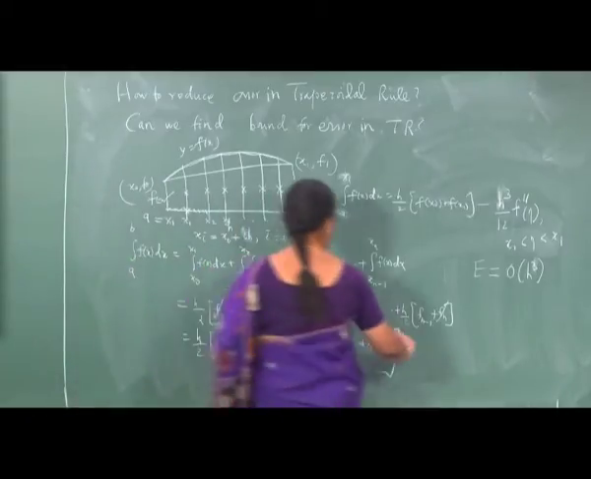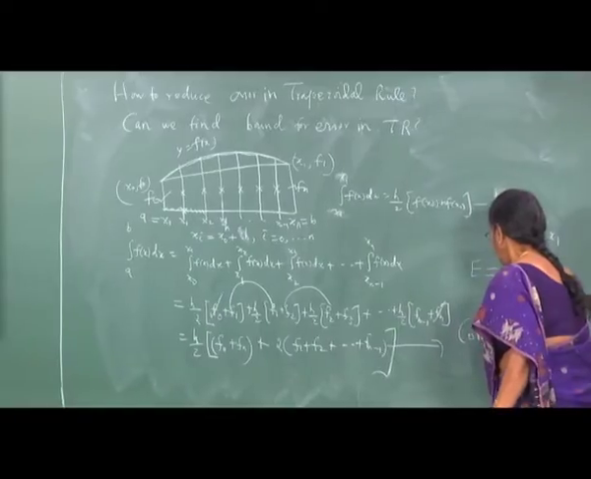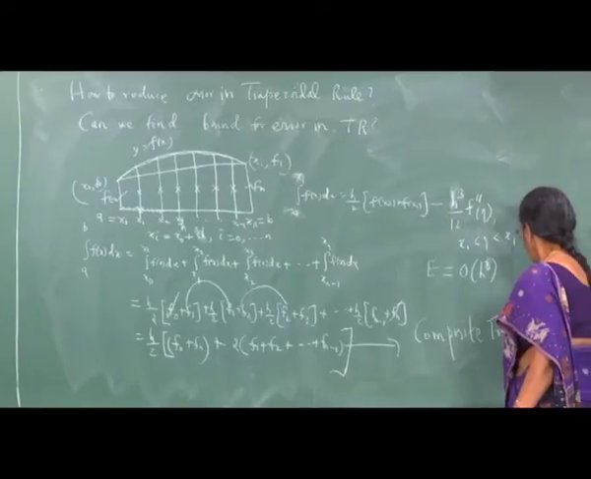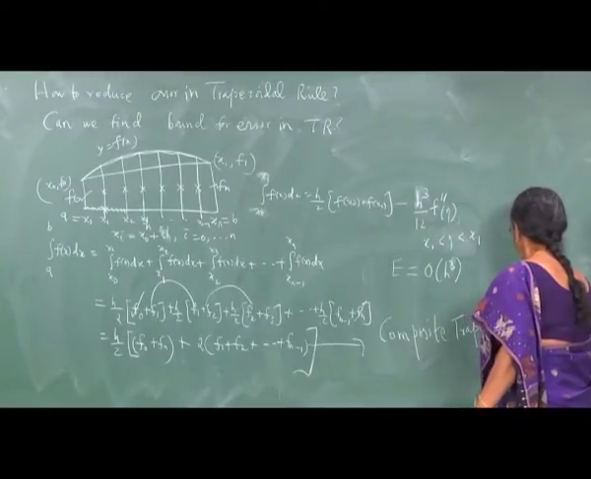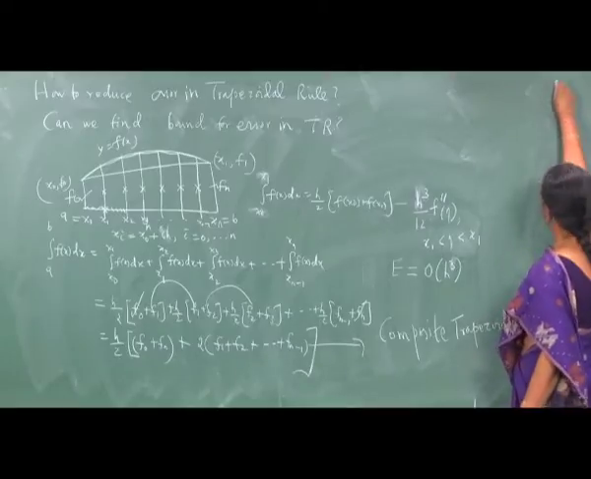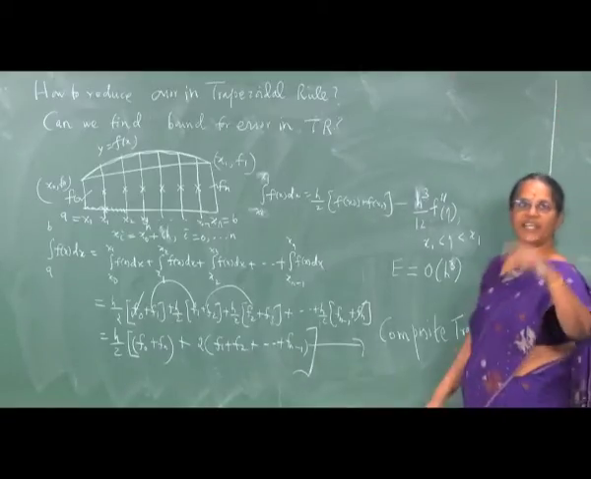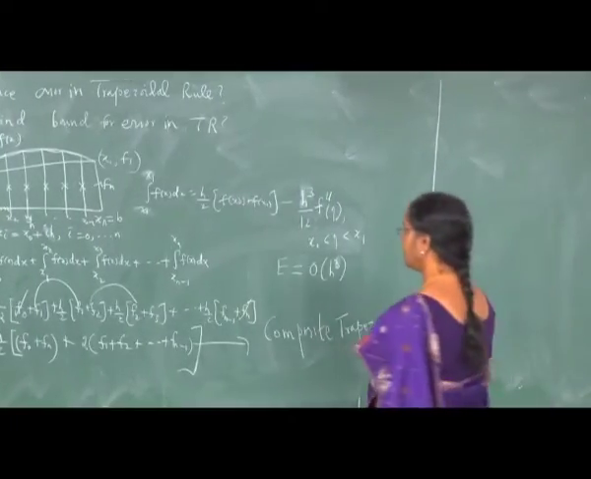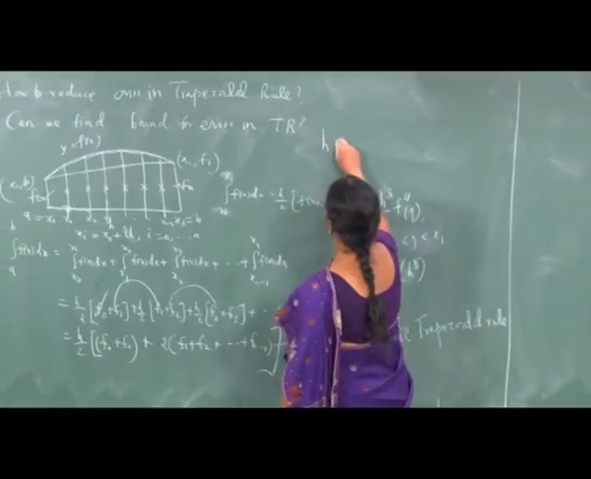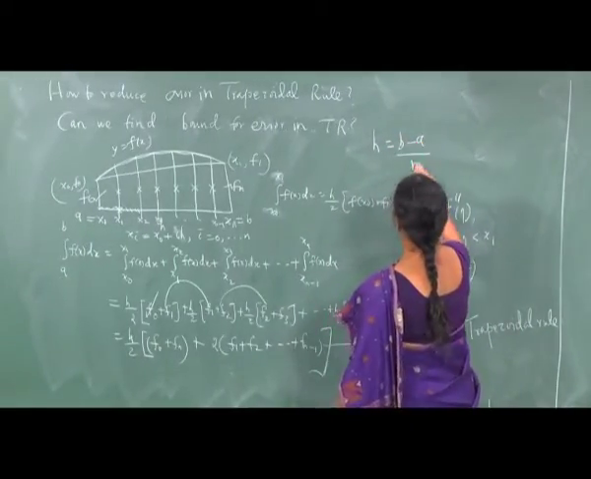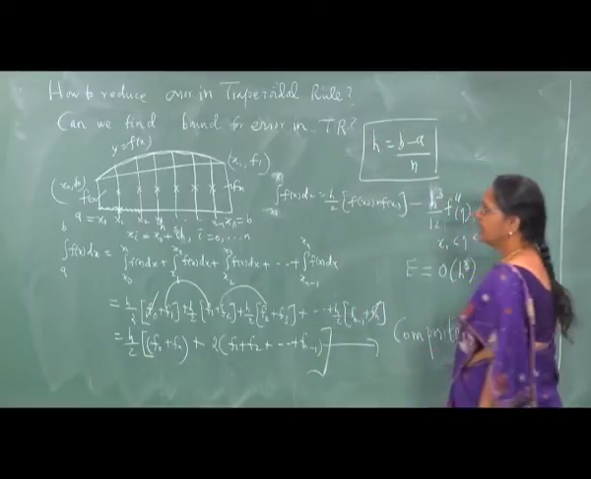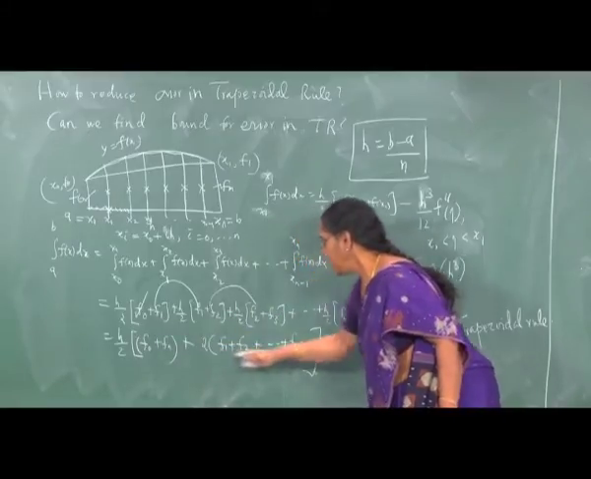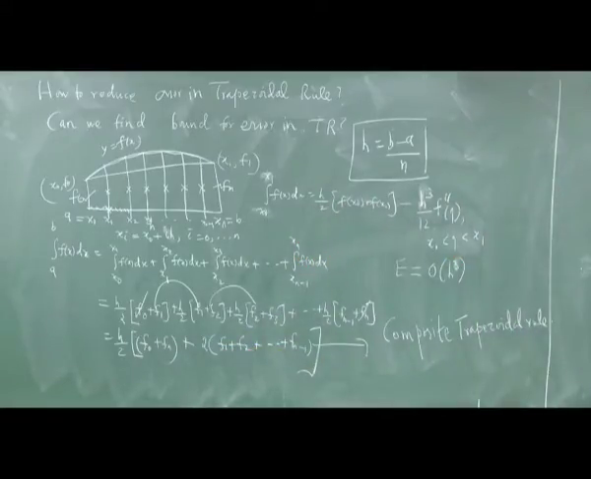The resulting formula is what is known as the composite trapezoidal rule. It is obtained by dividing the interval of integration into, say, n equal subintervals of width h, which is b minus a by n. And the formula gives you h by 2 times the sum of the end ordinates plus twice the intermediate ordinates.